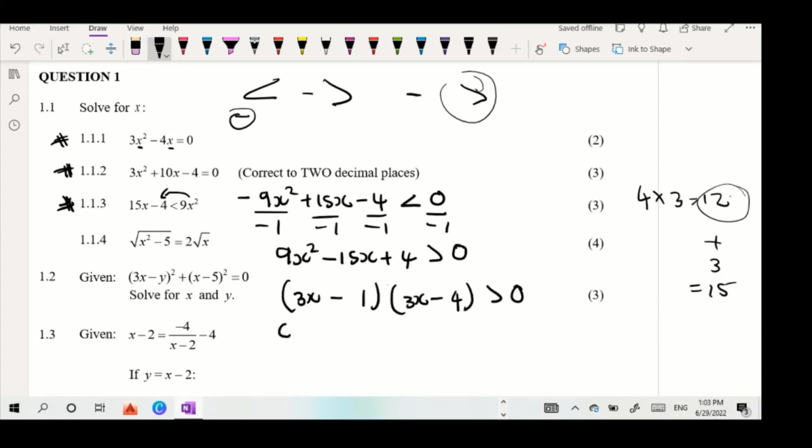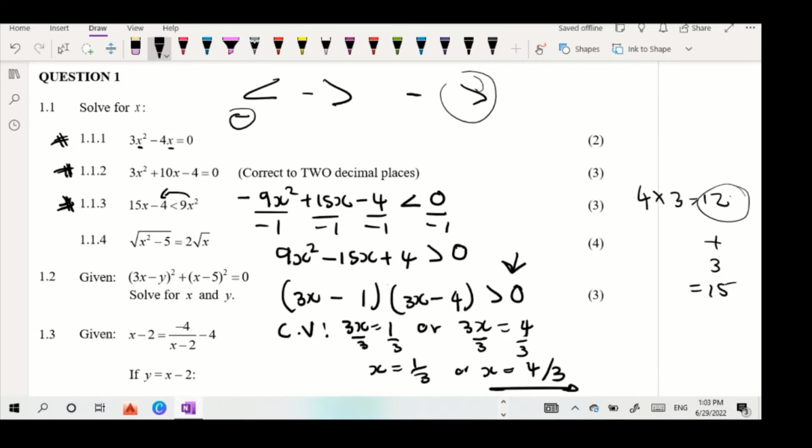Then you write your critical values. Your critical values, why? Because we are having an inequality sign here. So the critical value is going to be 3x is equal to 1 or 3x is equal to 4. Then you divide by 3 both sides. You have x is equal to 1 over 3 or x is equal to 4 over 3. So these are going to be your critical values for the problem here.